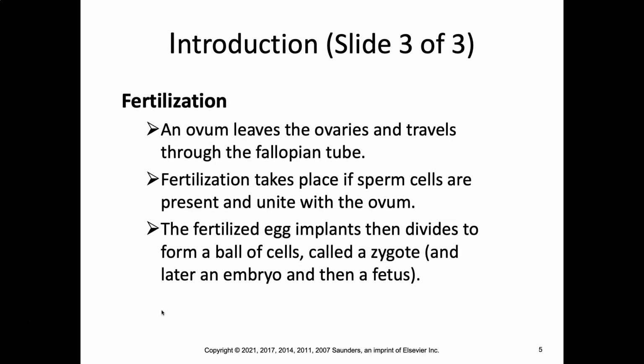Fertilization occurs when the sperm cell unites with the ovum. So the ovum is going to leave the ovaries, travel through the fallopian tube, and at some point there, one sperm cell is going to unite with the ovum. Only one. And then this becomes a fertilized egg. It implants, hopefully in the uterus, and then divides to form a ball of cells called a zygote. Other terms are later known as embryo and fetus.